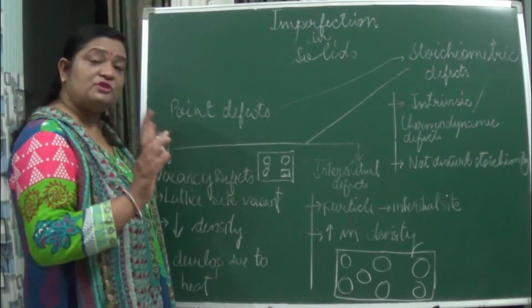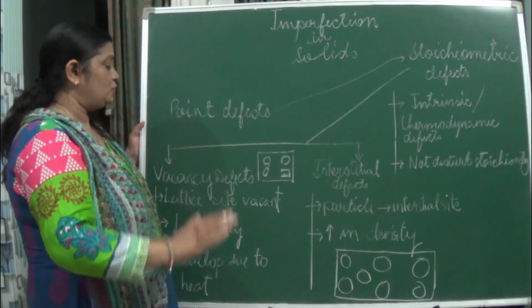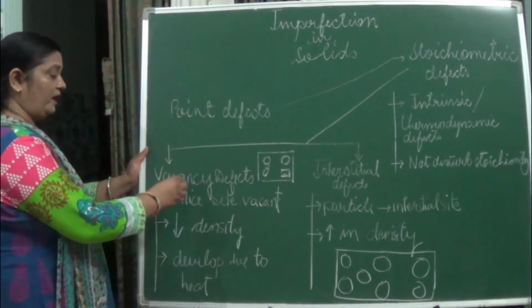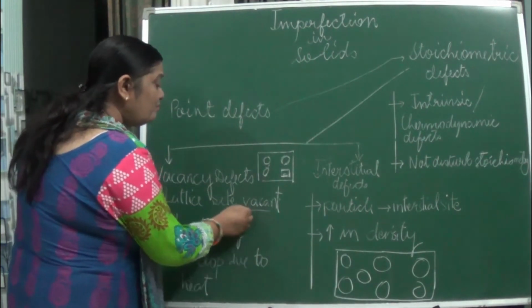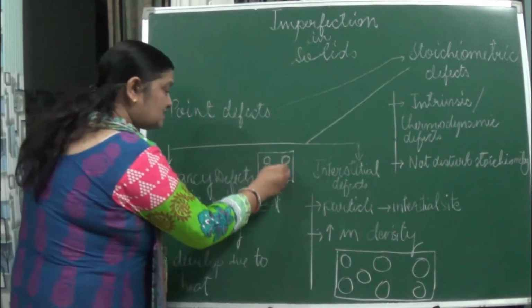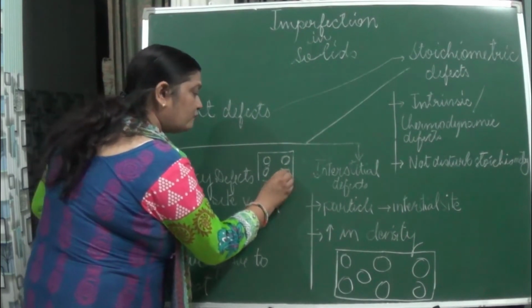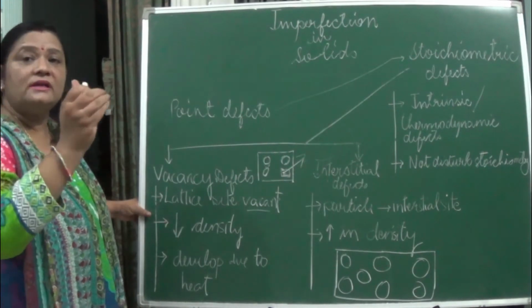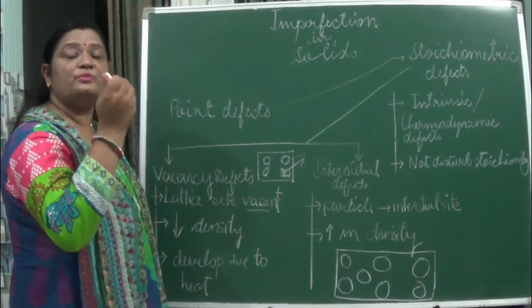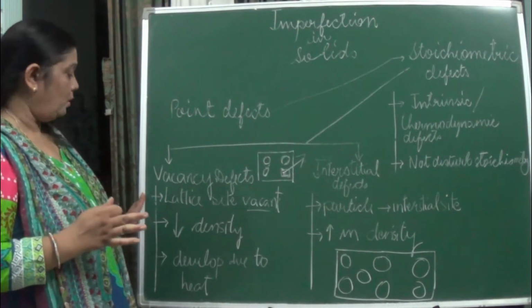It will not change, its property will remain similar. So here what happened in this vacancy defect? A lattice site is vacant. It means that in this structure, the space becomes vacant. From here that particle escapes out while forming the crystals, as heat is being produced over there. Heat is being used over there. Okay.